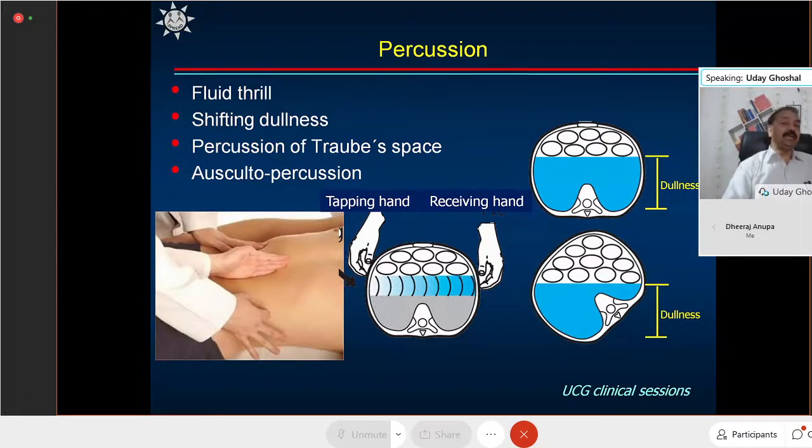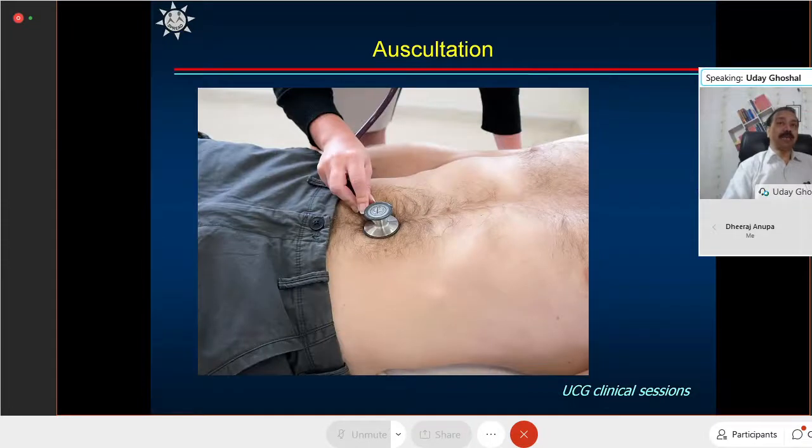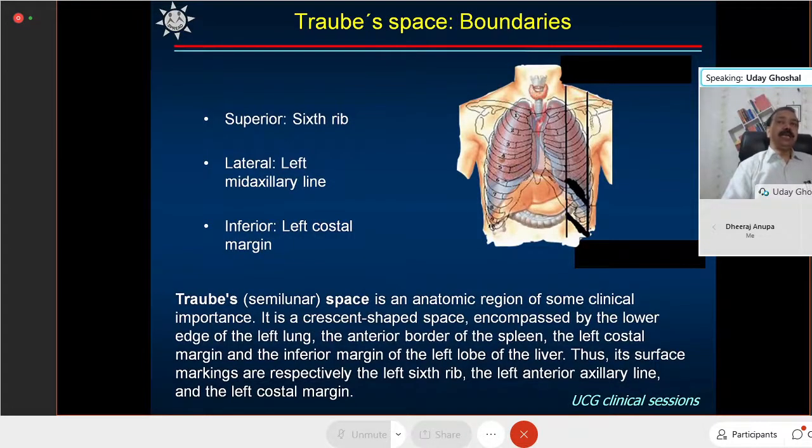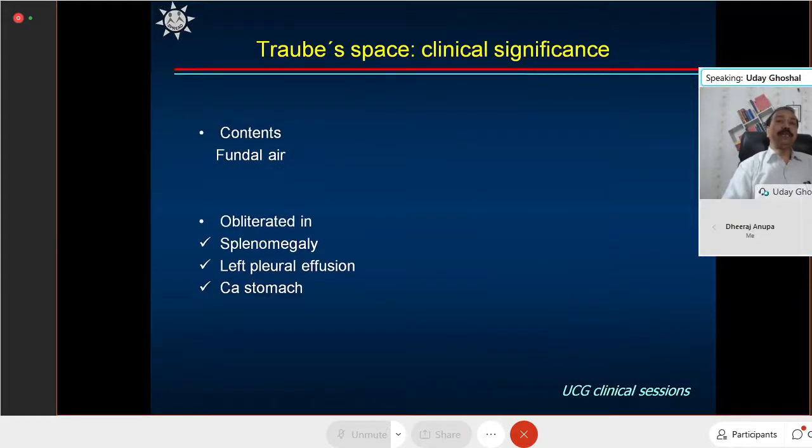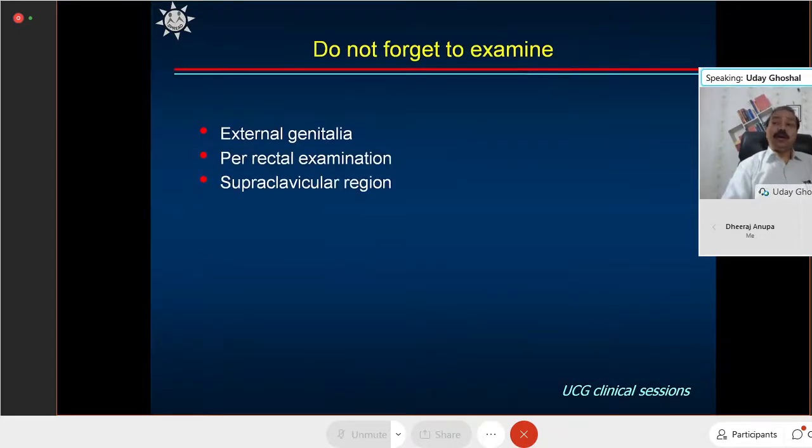But if you have very little fluid, the minimum amount of fluid is detected when you percuss while the patient is in knee elbow position. So up to 100, 150 ml of fluid can be detected by that. Okay, the trough space is a space bound superiorly by the sixth rib, laterally by the left mid-axillary line, and inferiorly by the left costal margin. The trough space is normally resonant, but it can be obliterated by splenomegaly, left pleural effusion, and a distended stomach. Now, in any patient with an abdominal lump, do not forget to examine the external genitalia, per rectal examination, and the supraclavicular region.